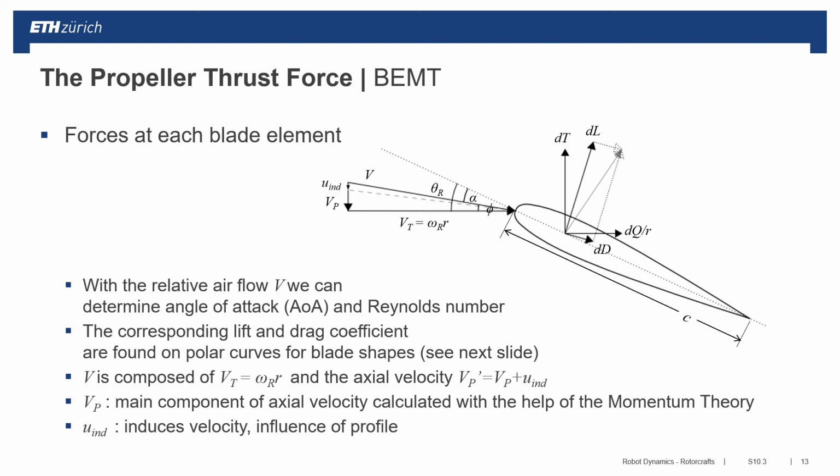V, the airflow, is composed of Vt, which is the rotational speed of the rotor multiplied by the radius at the blade element, and the axial velocity, which is composed of the main component of the axial velocity and the induced velocity. The main component of the axial velocity can be calculated with the help of momentum theory, as we have seen before, and the induced velocity is influenced by the profile.